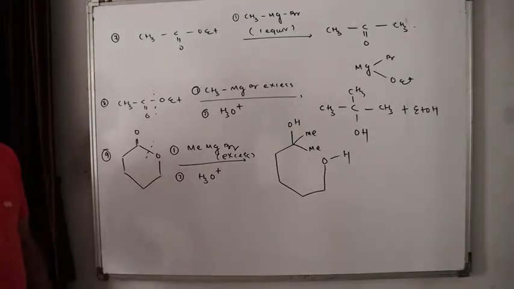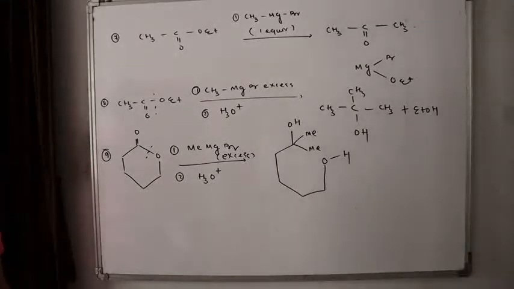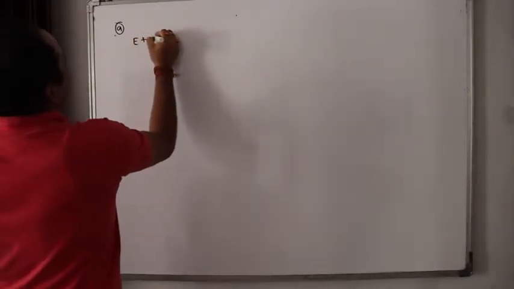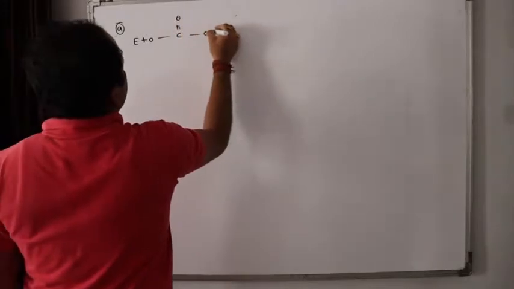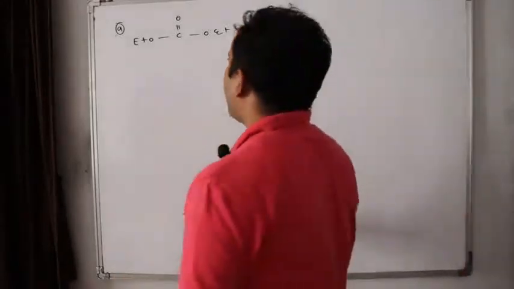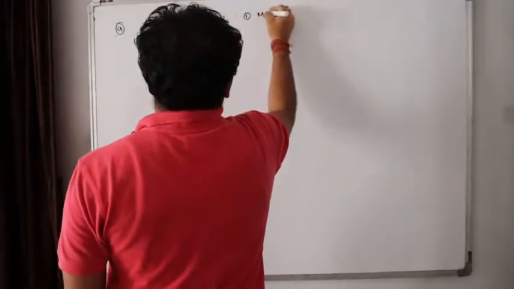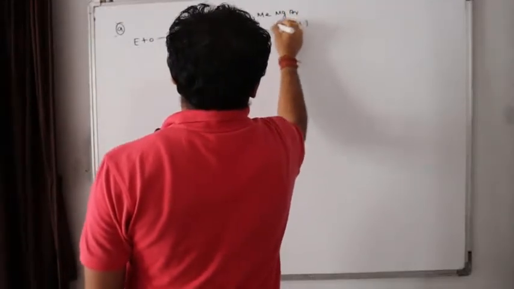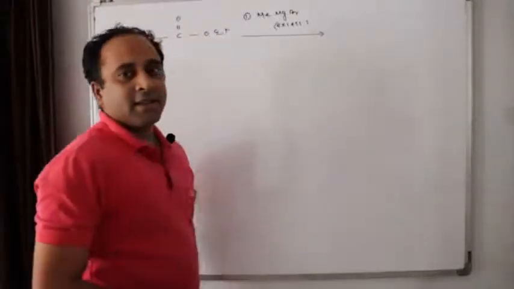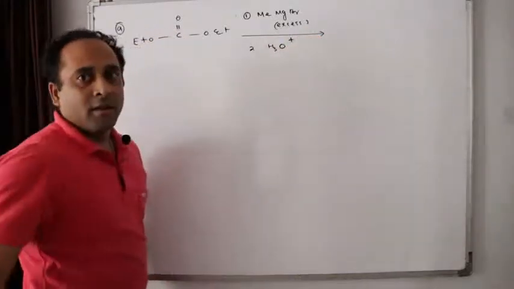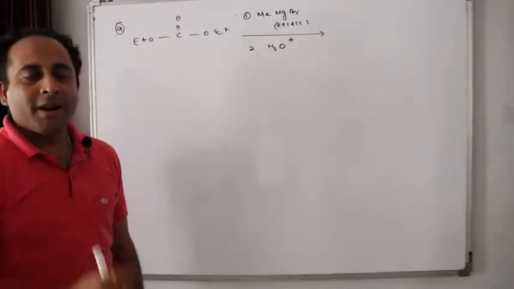Now, one more question. Let me do one more nice question. It was a bit confusing, but these are very fundamental questions. To this, if I react with MeMgBr in excess, followed by hydrolysis, what will happen in this case?